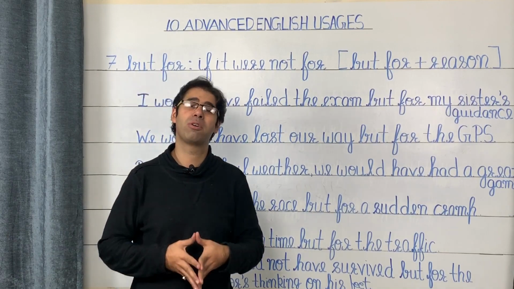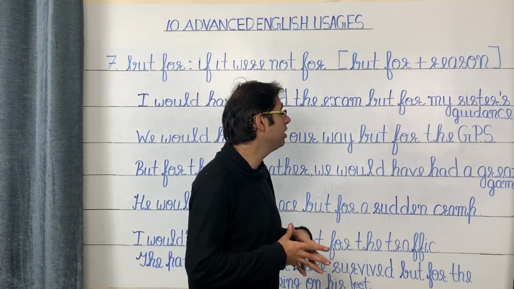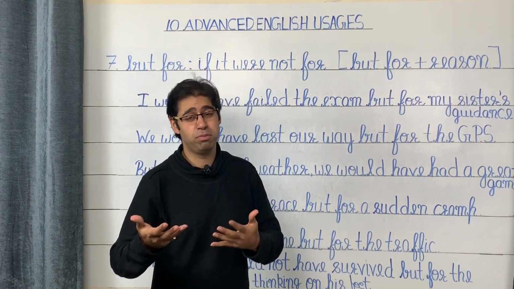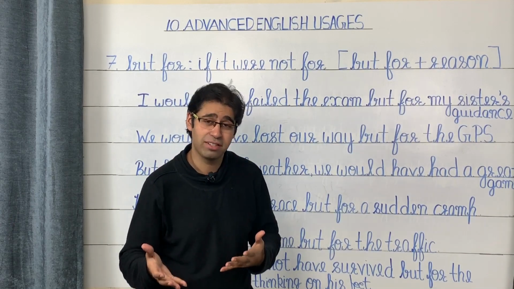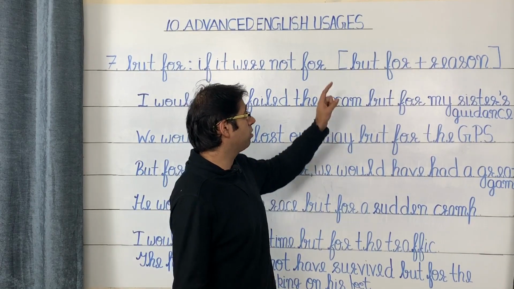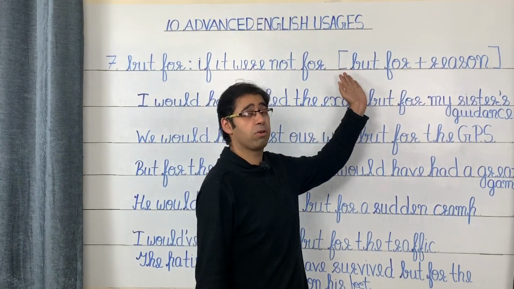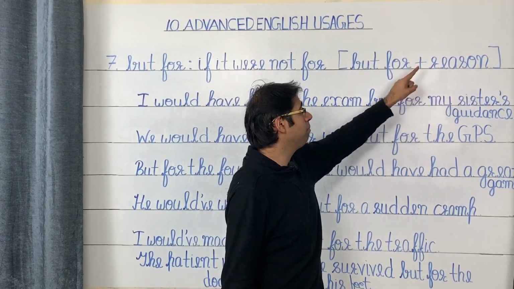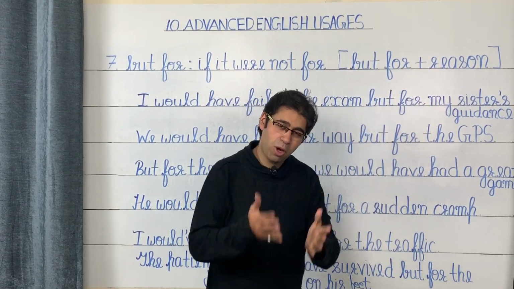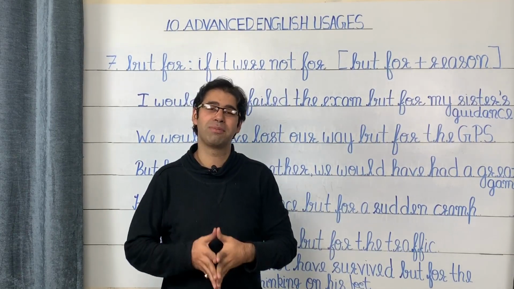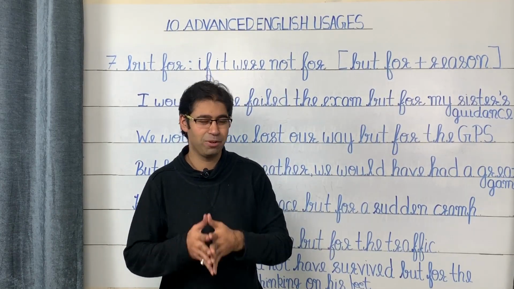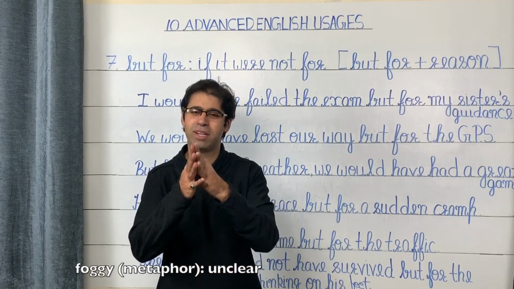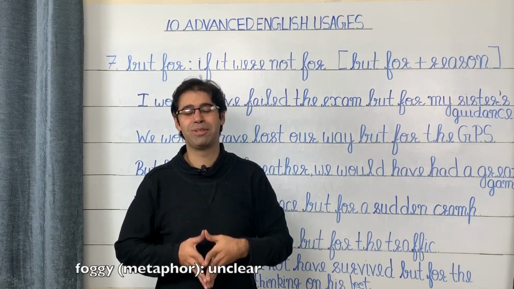So the format of the usage is going to be as follows. You will have an event mentioned in the sentence, a possible event. That's going to be followed by "but for", and "but for" will immediately be followed by the reason that stopped that probable or possible event from happening. I know if things still seem foggy, we've got plenty of examples coming up. Let's go to them right away.